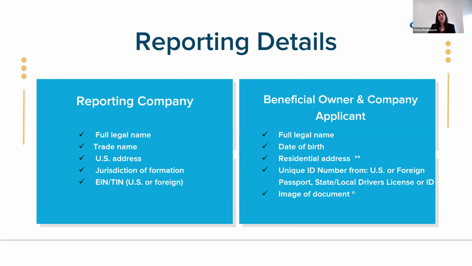Now, when we talk about beneficial owners or company applicants, what information has to be reported? Here, the individual is going to list their full legal name, their date of birth, and their residential address. If you are a company applicant, you have to list both your residential address and your business address. So if you work for a law firm, you're going to list both your residential address and the address of the law firm. Then you have to list either a passport, a driver's license, or a government-issued federal or state picture ID. You list the information on that ID, and you also have to upload an image of that ID, with your actual picture on it. So there's quite a bit of information that gets submitted with this report.